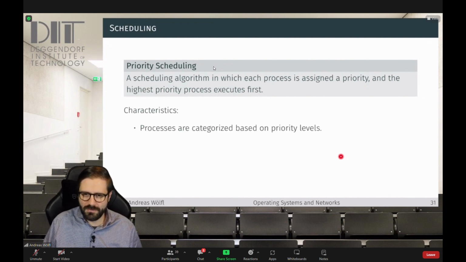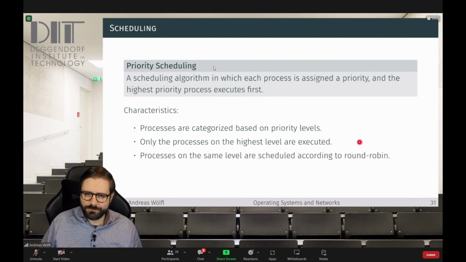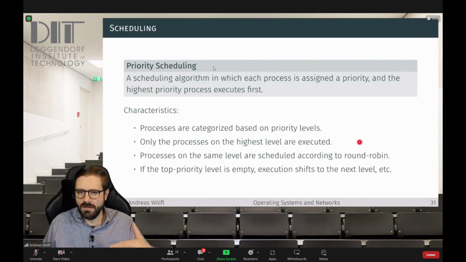Processes are categorized based on priority levels. Only processes with the highest level of priority are executed. And if we have multiple processes with the same priority, we do round robin scheduling. So basically, we categorize processes by priority and do round robin inside these levels. If the top priority level is empty, then we shift the execution to the next lower priority level and do round robin scheduling accordingly.